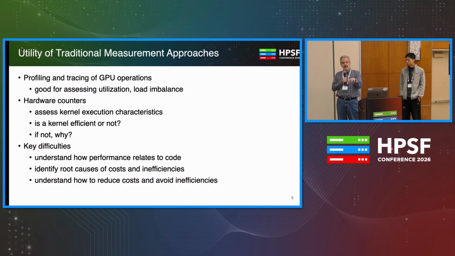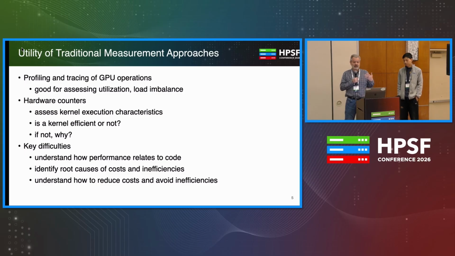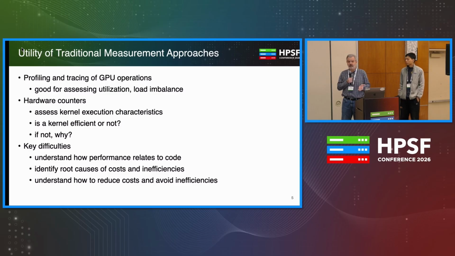So if you tell them the kernel is too slow, they'll say, duh. Of course it's slow, but we have no idea why. And if you tell them there's too many divergent branches, they would say, well, we have 100,000 lines of code. Which branches are those, right? So it's hard to understand how the performance costs relate to the code and how to identify the root causes of these inefficiencies. You know things are bad, but you don't know where, and you don't know what to do about it.